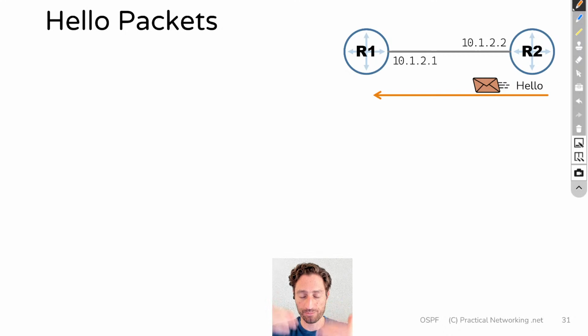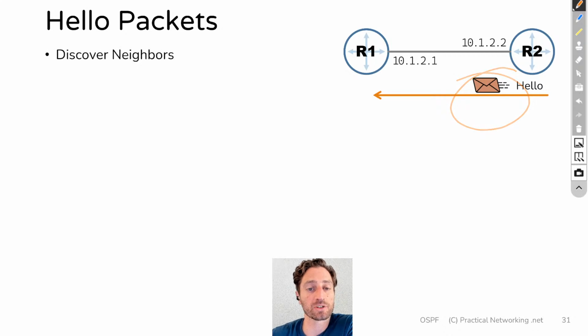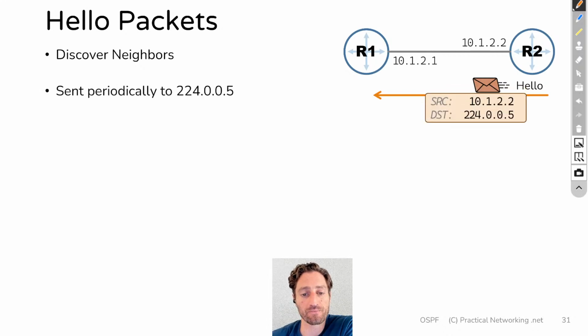Cool. Sorry, just a solid question, and I want to speak to it before we continue. Hello packets are sent from one router to another to discover each other's presence. This is how routers discover other routers and become neighbors with those routers. These hello packets are sent periodically to this address. We mentioned that earlier. That's the multicast address for all OSPF routers.